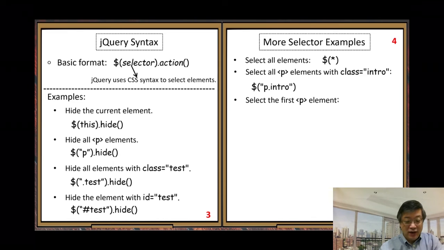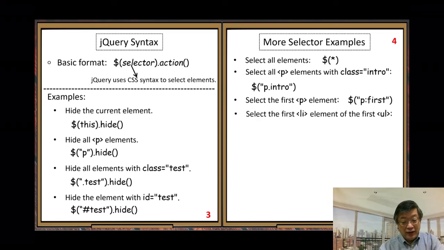You can combine these two, tag name and class name, p.intro. Next, select the first P element. P, but the first one. So P colon first. First keyword here. Pretty straightforward.